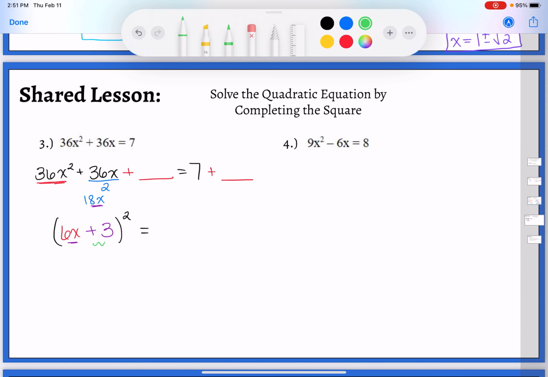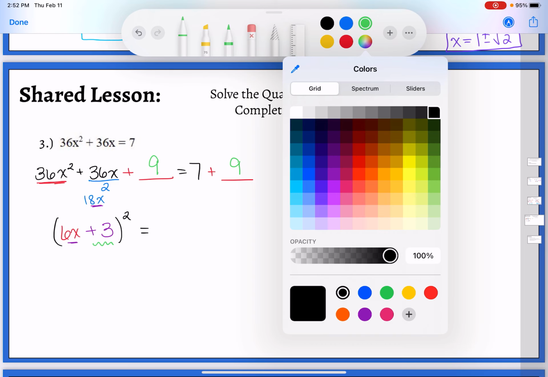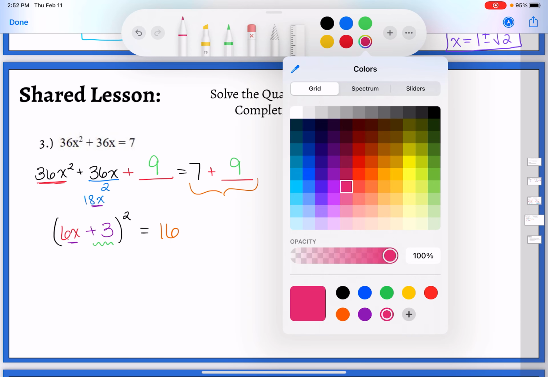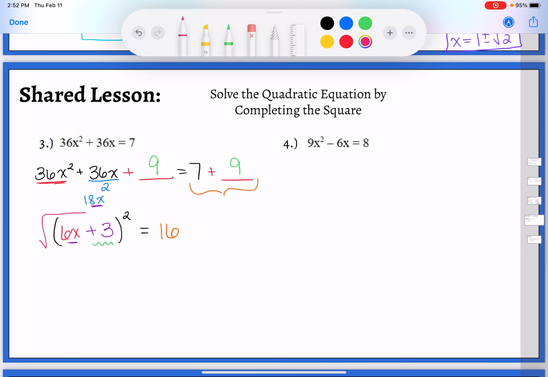So now that I know that my second term is a 3, I'll take that 3 and square it, and my blank is a 9. If I add a 9 on the left, I have to add a 9 on the right as well. My left-hand side is already factored for us, so all I have to do is add on the right. 7 plus 9 gives me 16. That's exciting because I know that's a perfect square. So since I have my binomial squared by itself, I'll square root both sides.